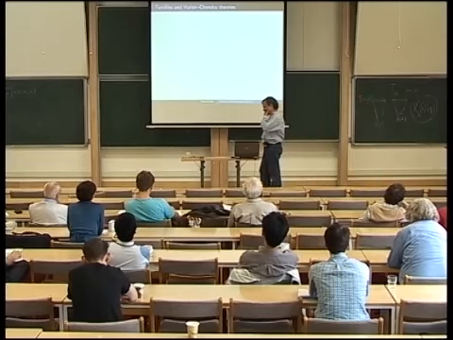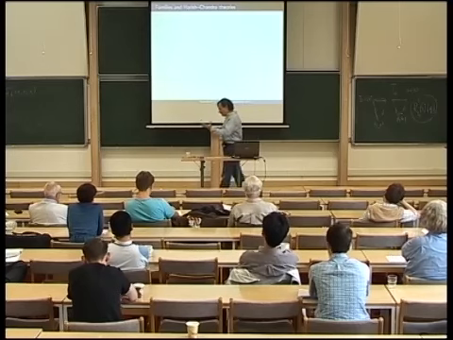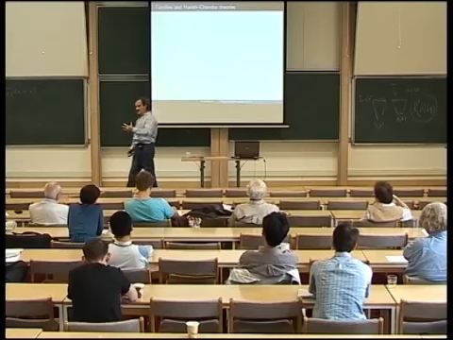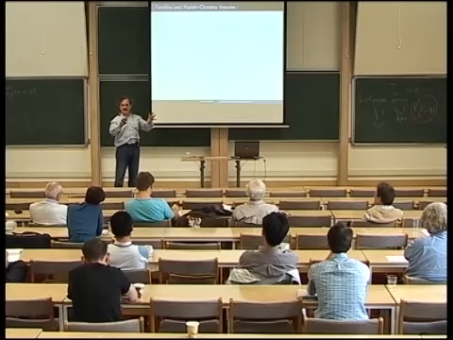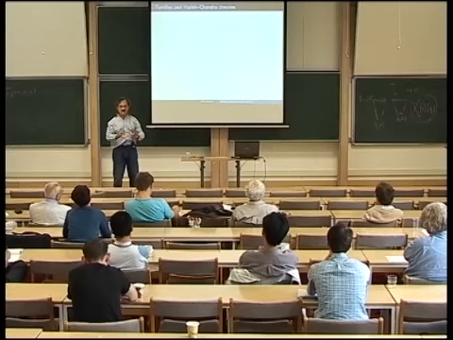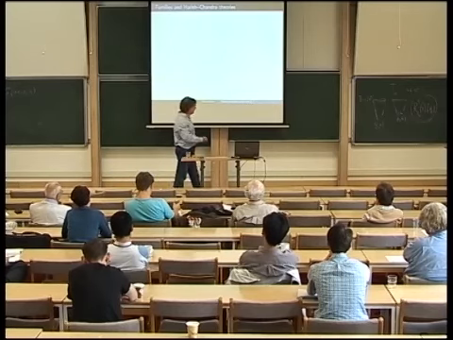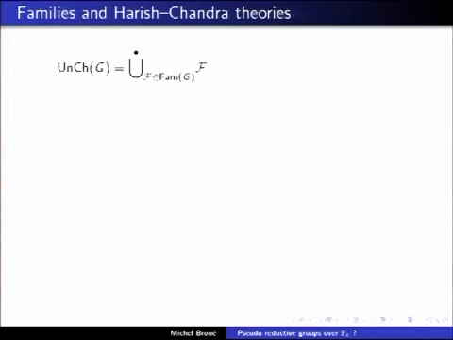Families and Harish-Chandra theories. Remember that there are blocks on the Fourier matrices. In other words, there are blocks on the set of unipotent characters, corresponding to blocks on the set of unipotent character shifts, which make the Fourier matrix by blocks. These are called families. So the set of unipotent characters is a disjoint union over the set of families, but we have already seen, or almost, that for each choice of zeta, a root of unity, we have a zeta Harish-Chandra theory.